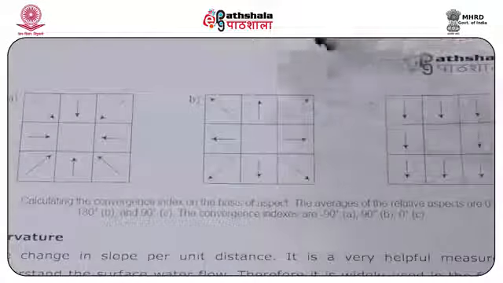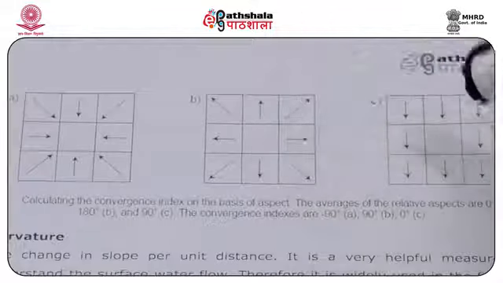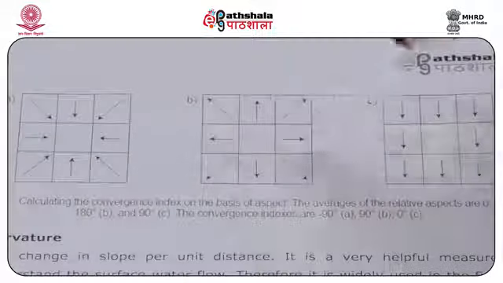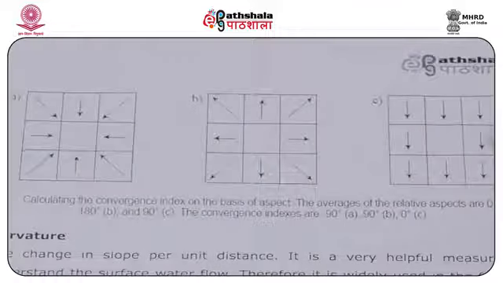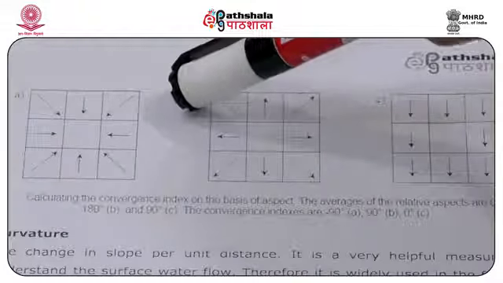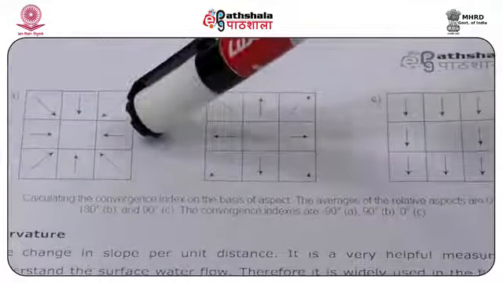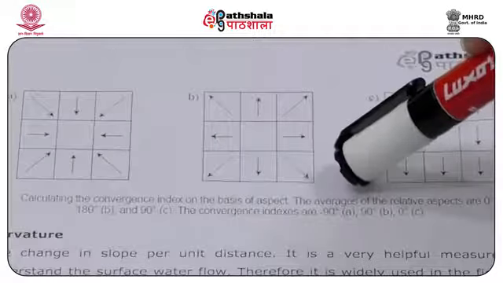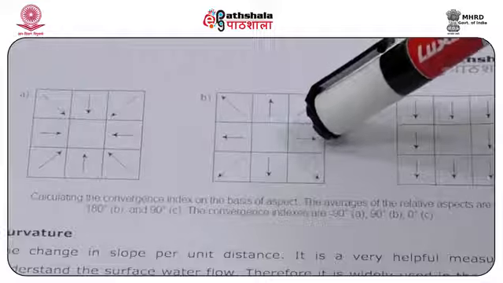In this case, all are pointing out, so the average direction here comes out to be 180 and here 90. So this is the average aspect. Once you have the average aspect, your convergence index requires subtracting minus degree from that same index, from the aspect value. So subtracting from 0 degrees, we have an index of minus 90 in this case, and in this case we have an index of 90 degrees.